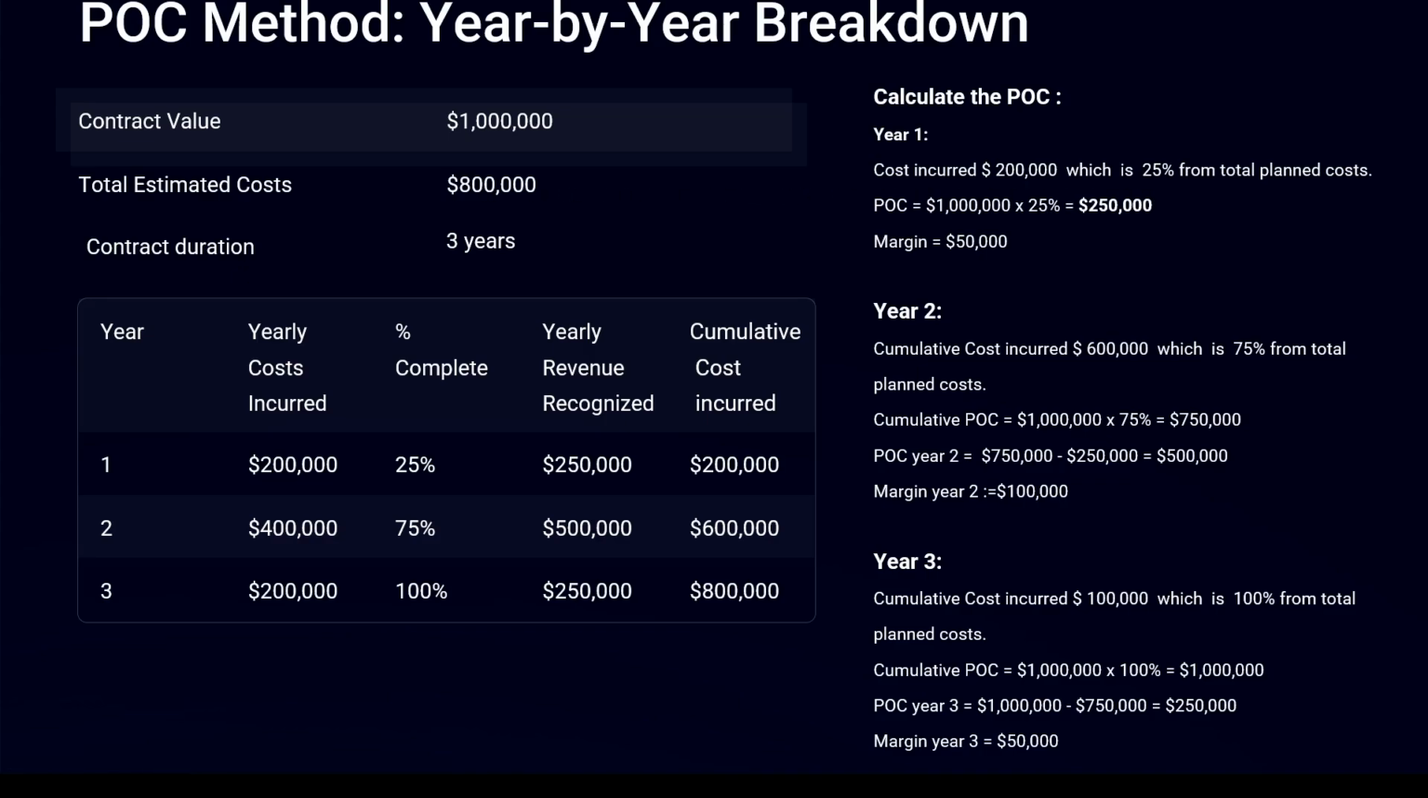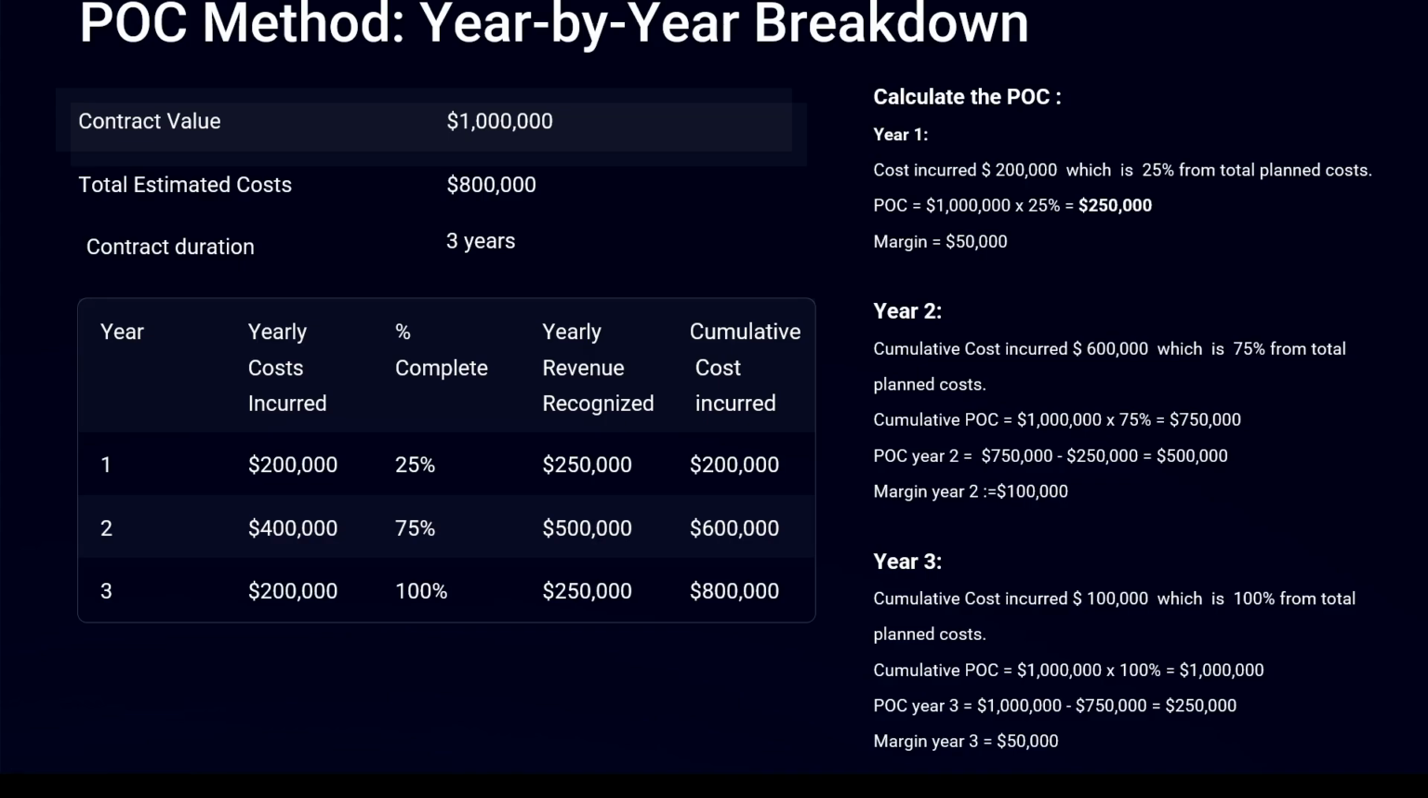This is the percentage of completion in our contract, because in this contract, it's a POC contract and our way of estimating the progress is the cost. So when there is a cost, we divide it by the total planned cost and we get the percentage of completion. Here we get 25% as the percentage of completion.